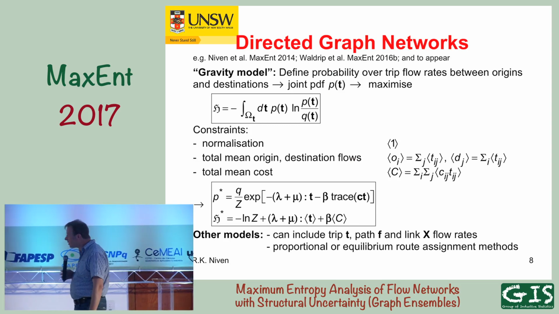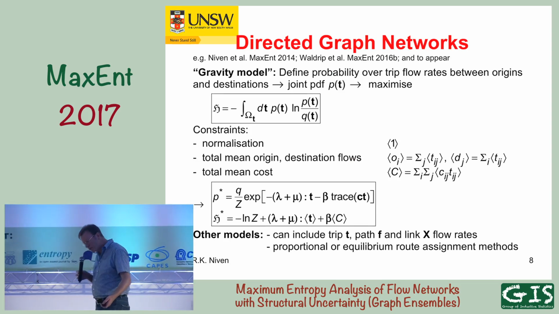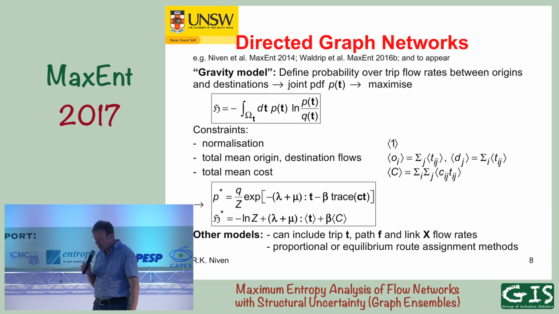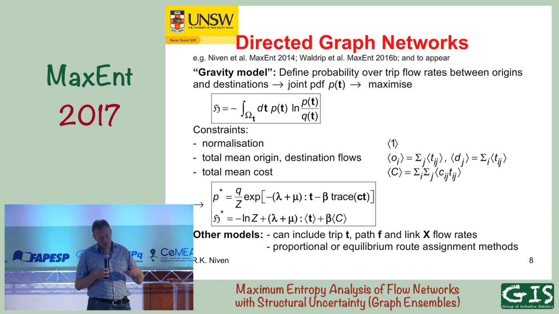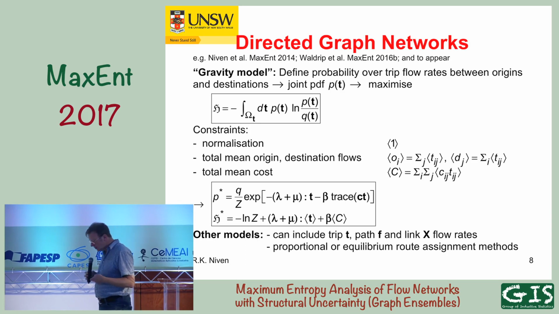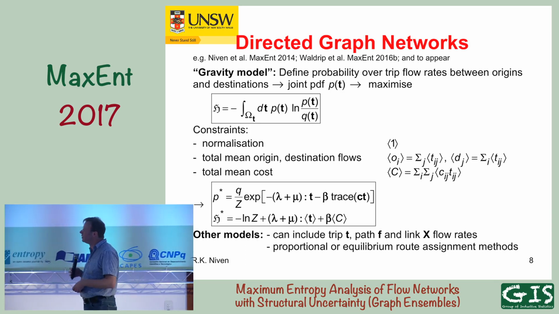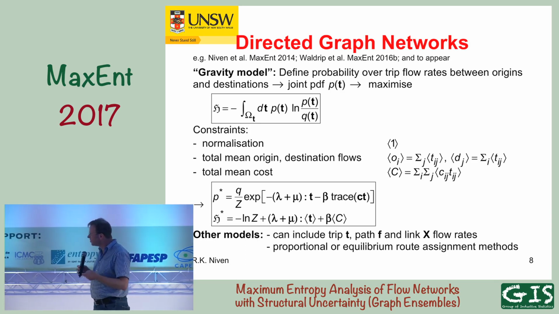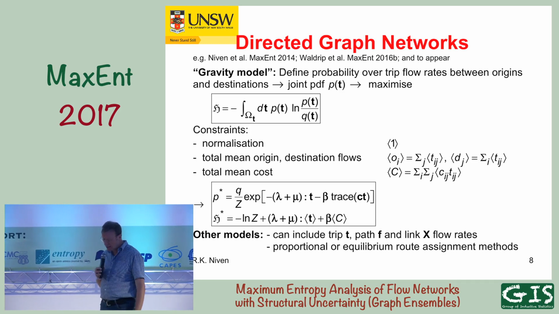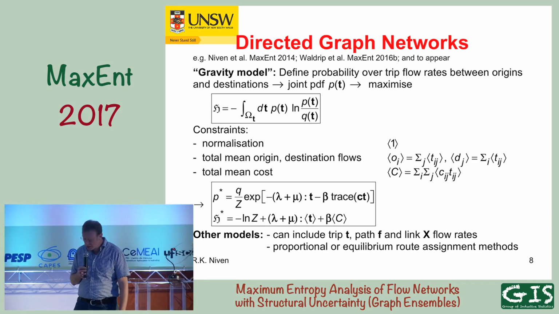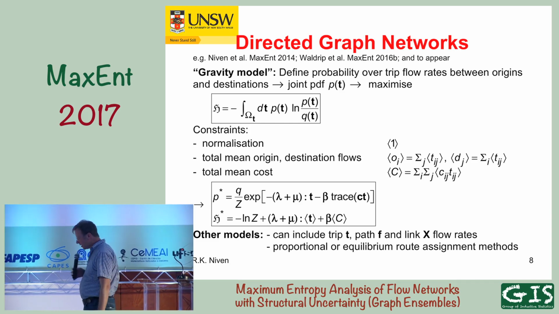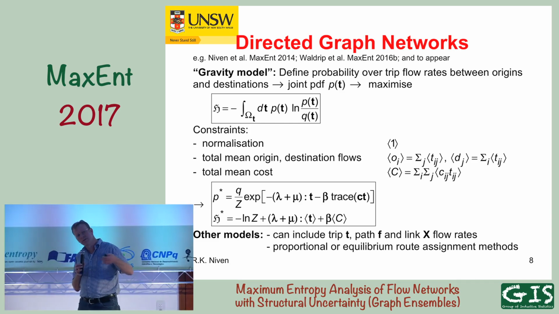We've also looked at directed graph networks, so transport networks, and these are a bit more complicated because you don't have potentials, and so you have to introduce some more complicated ways of being able to model demand. One of the ways is through this gravity model, as it's called, where you have probabilities. These T's are just flow rates, but they're trip flow rates, so they're flow rates for an entire trip from an origin to a destination.